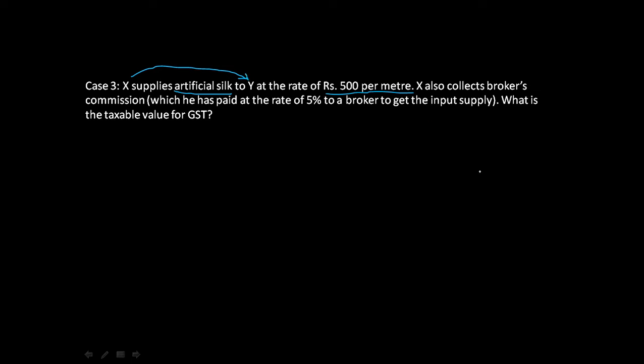X also collects broker's commission. Okay, X is collecting broker's commission from whom? From Y. So Y has to pay commission, which he has paid at the rate of 5% to a broker to get the input supply. That means X had to pay brokerage to someone else, and that amount X is collecting from Y. So what does Y actually pay? Is he paying only 500 rupees or something extra? Obviously extra, because X is also collecting the brokerage that he has paid to someone else. So now the question is, what is the taxable value of supply? Or taxable value for GST.